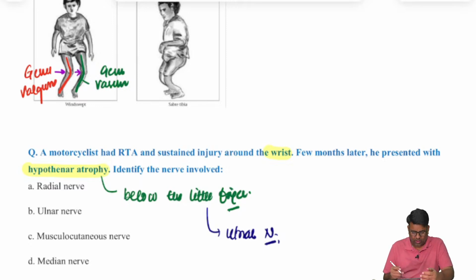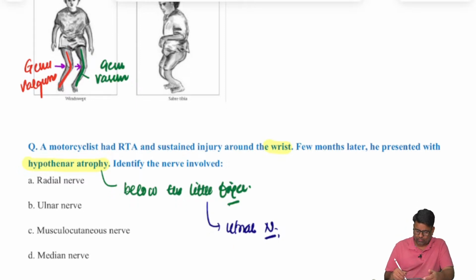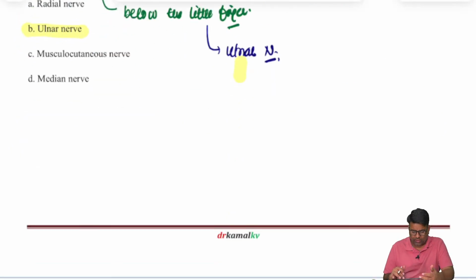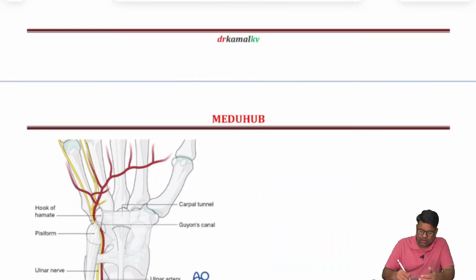In this question there could have been many more descriptions, like wasting, or sensory loss over the medial 1.5 volar side of the palm. There could have been many more findings suggestive of ulnar nerve injury. Anyway, atrophy of the hypothenar muscles is itself very sensitive for ulnar nerve injury. If there is an injury at the wrist, there can be compression of the nerve in Guyon's canal, right?